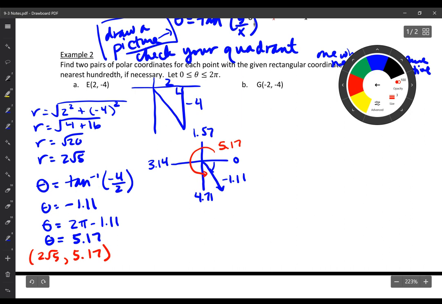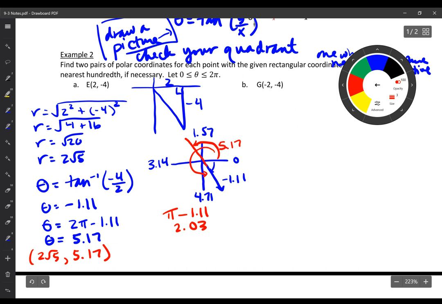But I want a different one where my r is negative. So if I want one where my r is negative, that means I need to go to this line up here, basically instead. I need to go up to here, and then I need to go the backwards direction. So this is a straight line. And we know a straight line is 180 degrees, or in radians pi. So now I need to do pi minus 1.11. And that's going to give me 2.03.